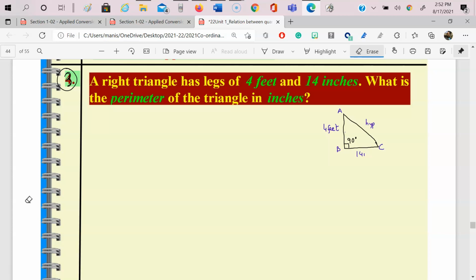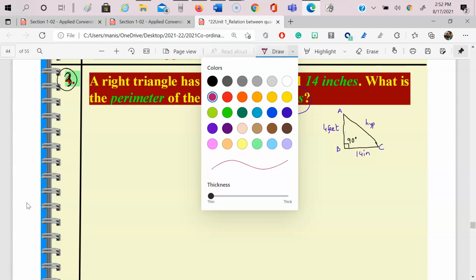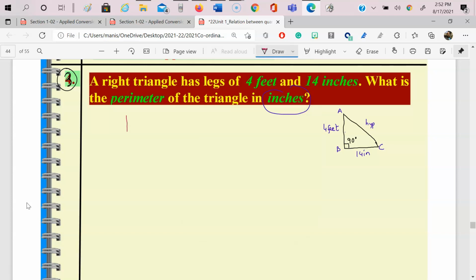Let's look over here. So now the question is saying find the perimeter of the triangle in inches. So is this inches? No. We have to change feet to what? We have to change feet to inches. So our strategy is still the same. I will draw one vertical line and one horizontal line, and I will write it over here 4 feet.